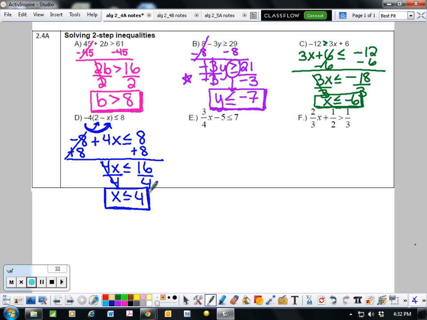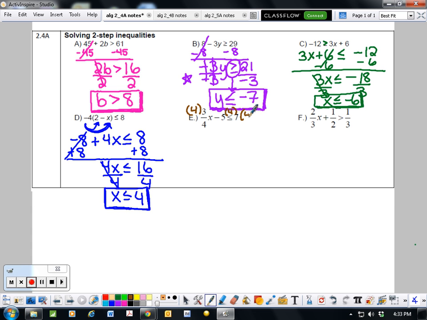Okay, for our next one, we have a fraction in there. So we have an option. We can move everything and then get rid of the fraction, or we get rid of the fraction at the beginning. I prefer to get rid of fractions at the beginning because I don't like dealing with fractions unless I have to. So I'm going to get rid of it. The only fraction I have has a 4 on the bottom. So I times everything by 4.